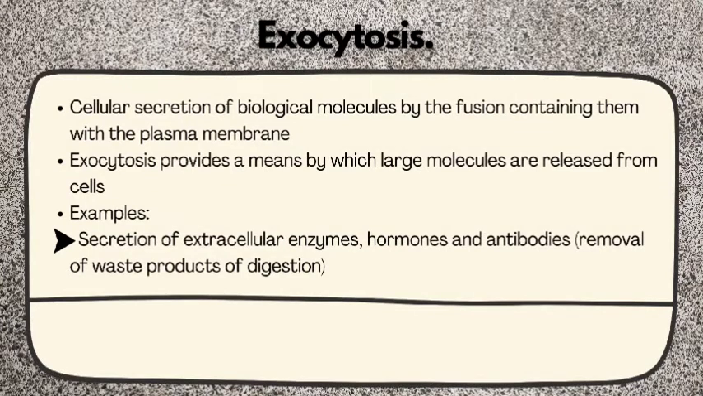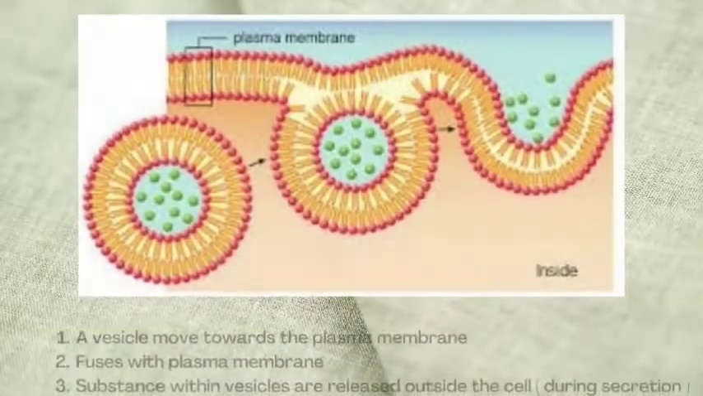Exocytosis. Cellular secretion of biological molecules by the fusion of vesicles containing them with the plasma membrane. Exocytosis provides a means by which large molecules are released from the cell. For example, secretion of extracellular enzymes, hormones and antibodies, which is removal of waste products of digestion.